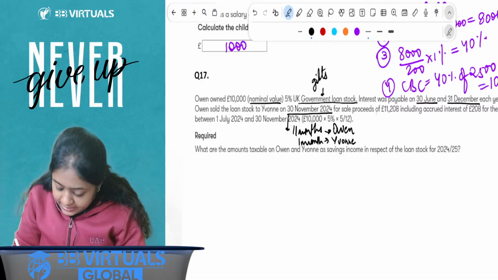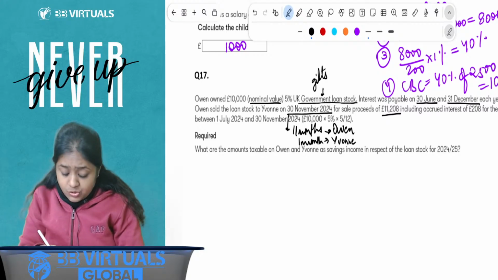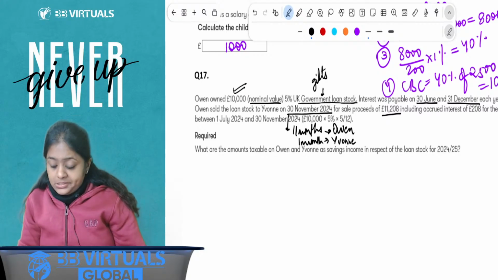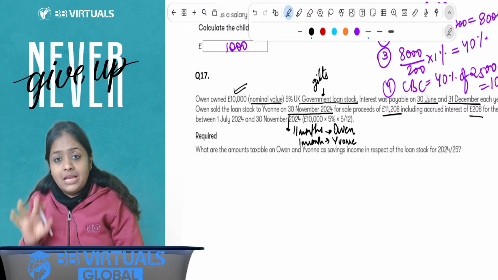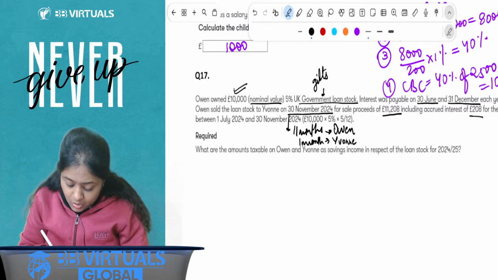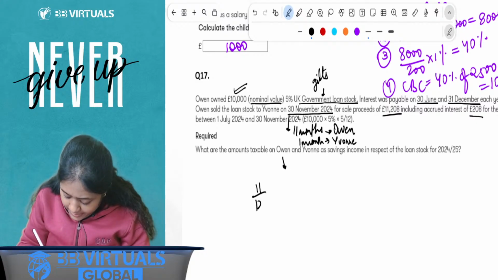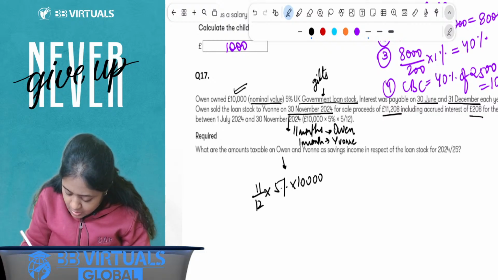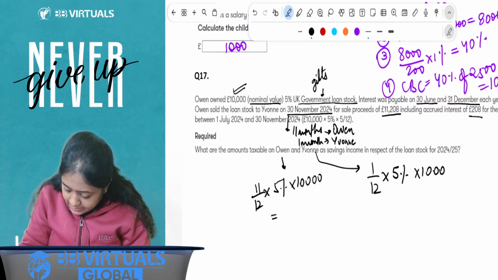Clear? The sale proceeds of 11,208 are not needed. You will only calculate interest always on the nominal value. It included accrued interest of 208. Don't look at this. You will calculate the interest for the full year. Now, what is the taxable amount for Owen? For Owen, it will be 11 by 12, 5% on 10,000. This is for Owen. And for Yovan it will be 1 by 12 multiplied by 5% multiplied by 10,000.